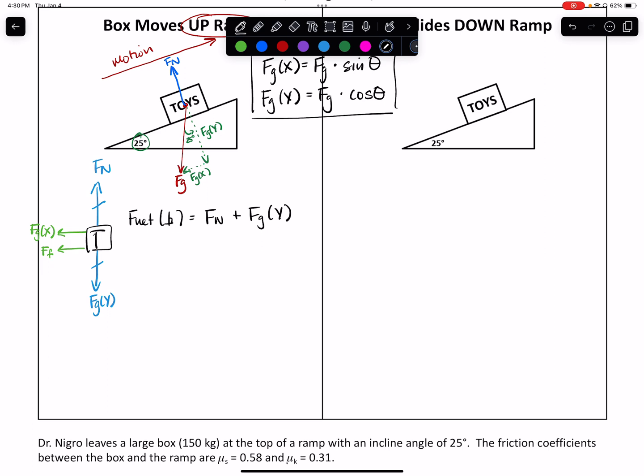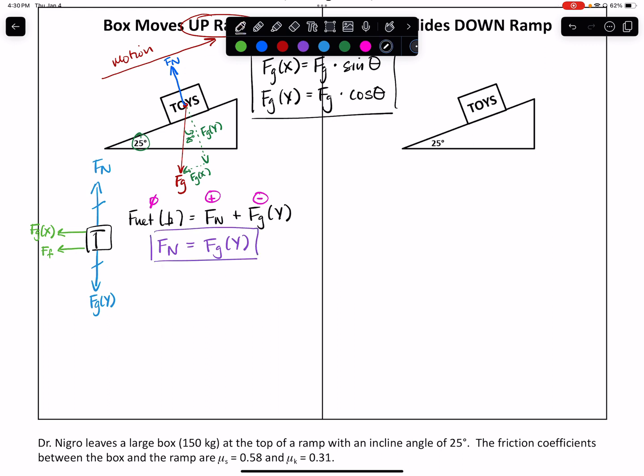All right, for the vertical forces, normal force is up, gravitational force is down, and because the box is not moving vertically off of the ramp, my F-net is going to be 0. That's handy, because it means I can say that the normal force must be equal to that gravitational force, which we're going to use when we start doing some calculations. So you need to remember this piece as well.